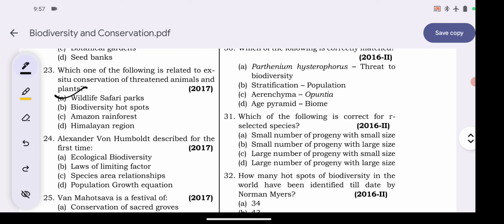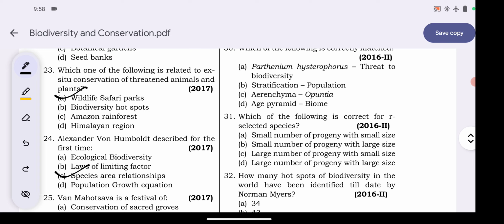Question number 24. Alexander von Humboldt described for the first time ecological biodiversity, law of limiting factor, species area relationship, population growth equation. So the answer here will be option B, species area relationship.